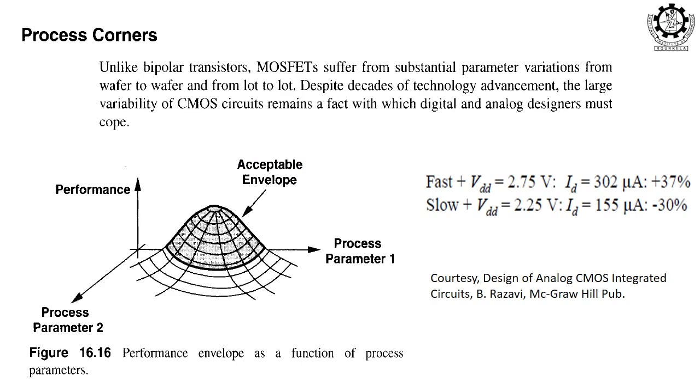We discussed the process corner, right. So, what is our process corner? Typically, typical, fast and slow, these three are our basic corners. In case of fast, our current is more. Here you see current is 37% more. In case of slow, our current is minus 30% roughly. What happens is your mobility is more, which creates more current, right.